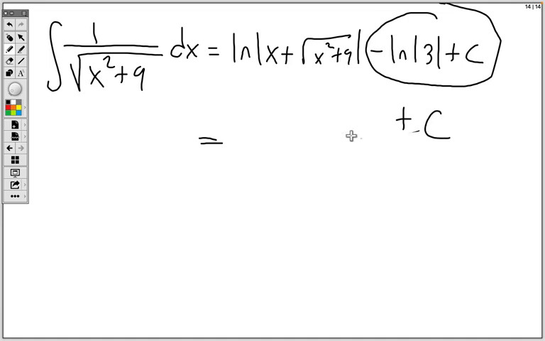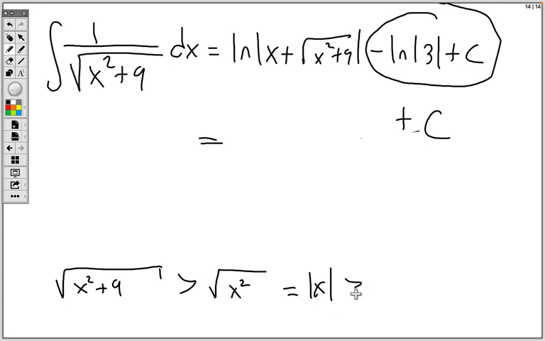Do I really need those absolute values? Well, let's think about it. The square root of x squared plus 9, that's clearly going to be bigger than the square root of x squared because I'm adding 9 inside the square root. x squared plus 9 will always be a bigger number than x squared. And the square root of x squared is the absolute value of x, which is always bigger than or equal to x. So no matter what goes on in here, this square root quantity is always going to be bigger than or equal to x, which means this is always going to be, well, I should say, strictly bigger than x. So this will always be positive to begin with. So I don't really need those absolute values.